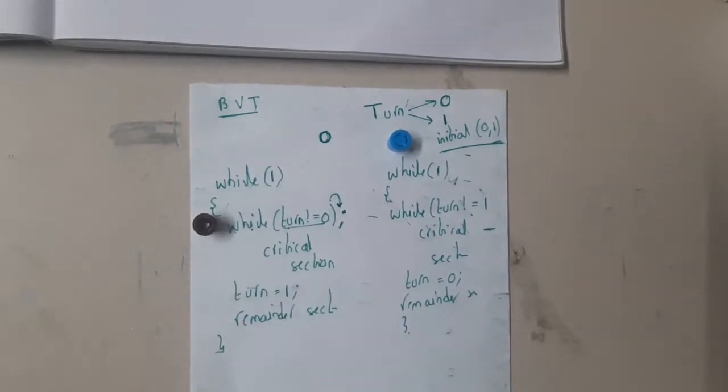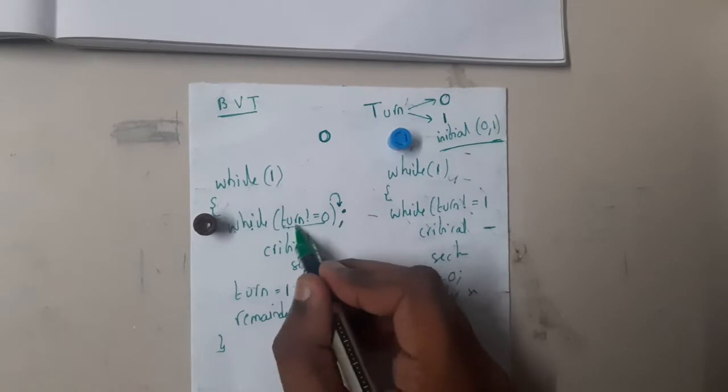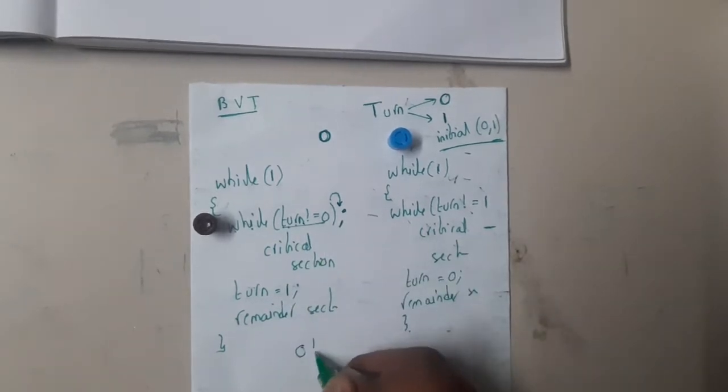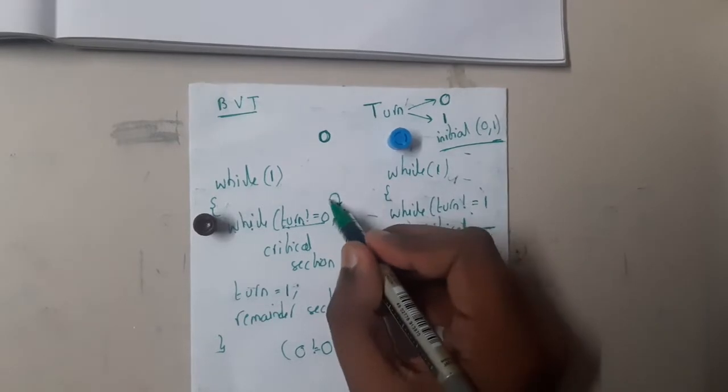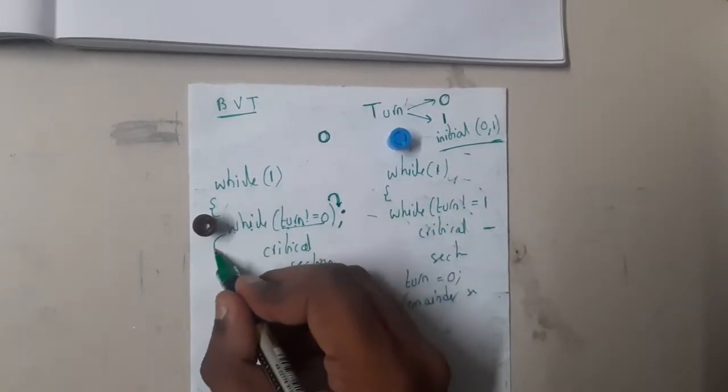So basically what exactly happens here is, as turn value 0 is not equal to 0, is it true or false, guys? So it is false, right? Because true is equal to true. So this is false. Hence you will not go inside the loop, but you will come outside, right?